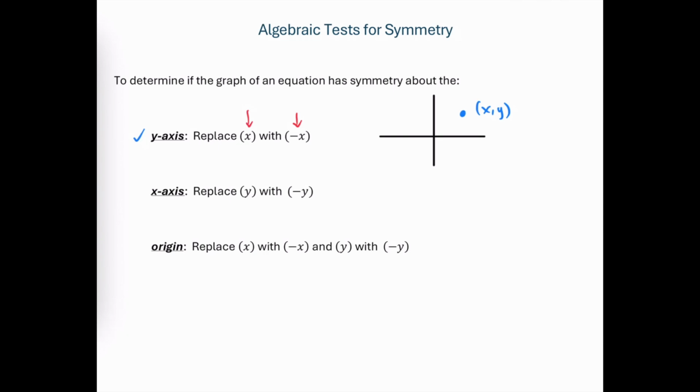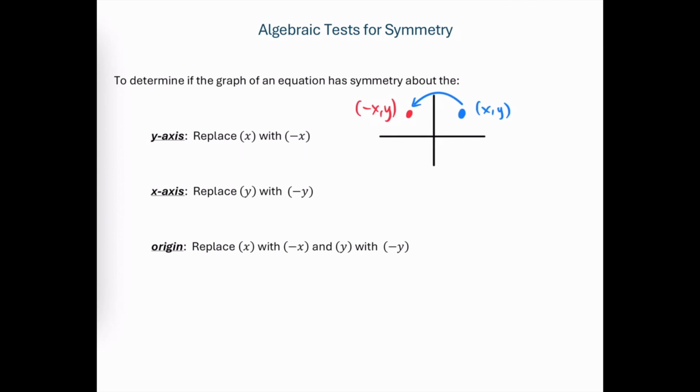If our graph has y-axis symmetry, then we know we're going to have an ordered pair that is symmetrical to that original ordered pair over the y-axis, where the y-coordinates are the same, but the x-coordinates are opposite in sign. Said another way, when we plug negative x in for the x values, we get another ordered pair that is symmetrical to the original ordered pair over the y-axis.